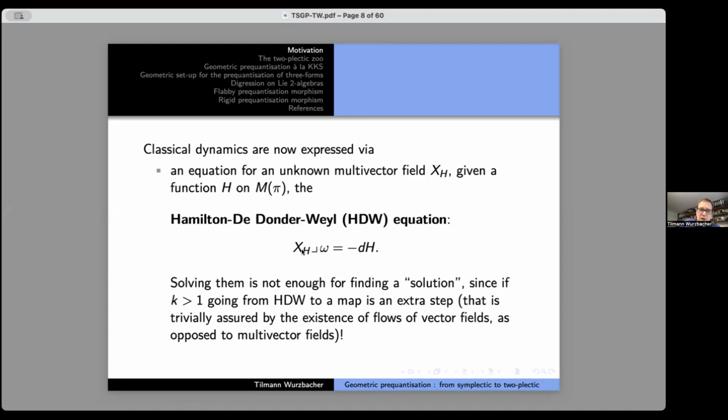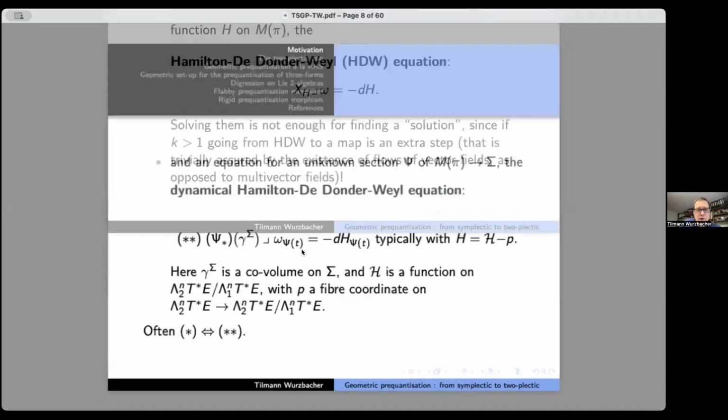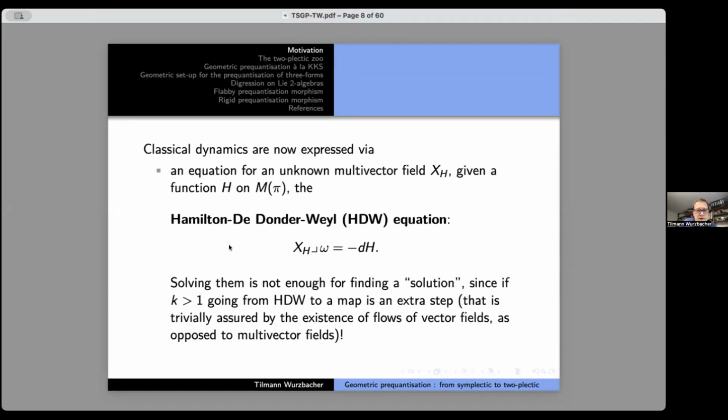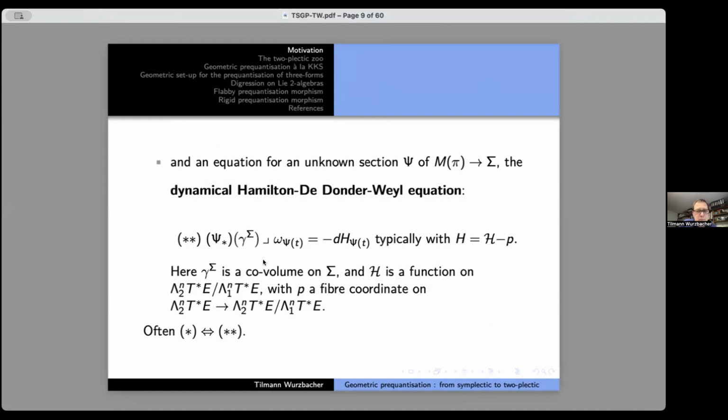So you need an extra step to really solve, and you have to look for a section psi of this bundle M of pi, which I described over sigma, and you look at sections which fulfill the dynamical version of the equation we had here. This is the equation. You contract the multi-vector field in omega and you get dh. And now you contract, in fact, the following thing.